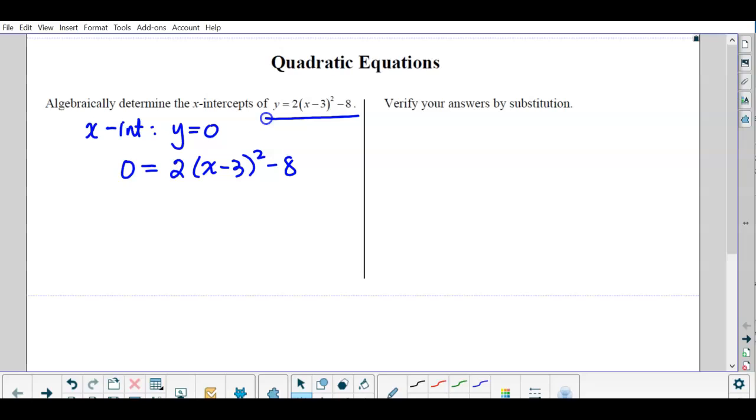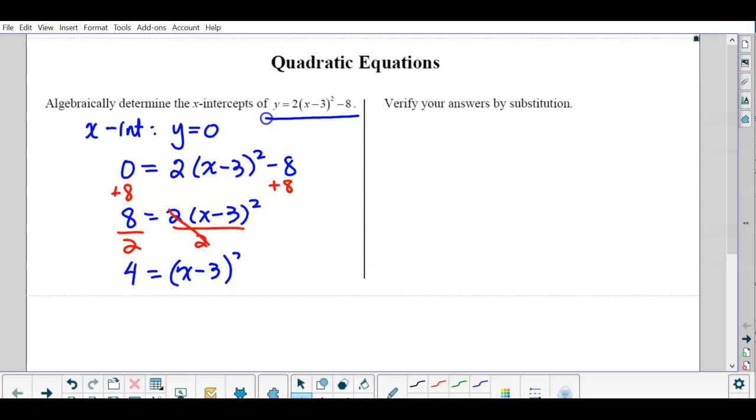So when we did that in vertex form, to find the x-intercepts, you undo the equation, opposite order of operations. So here we would add 8 to both sides. Divide by 2. Then square root both sides. So you're undoing, you're getting back to just x equals.